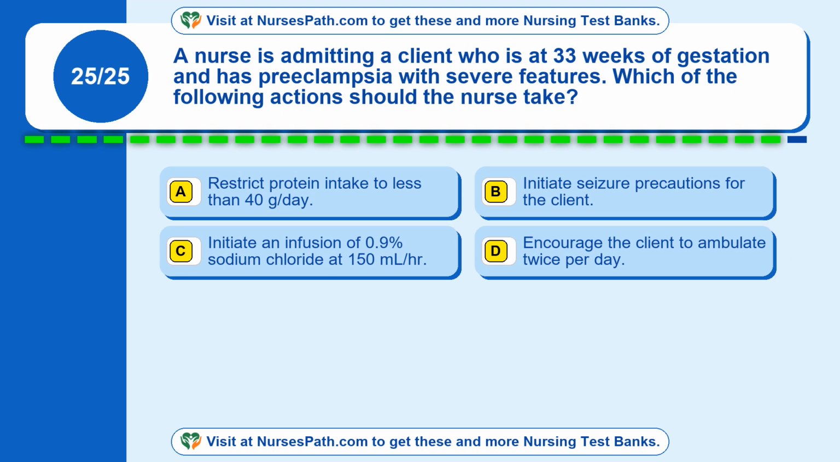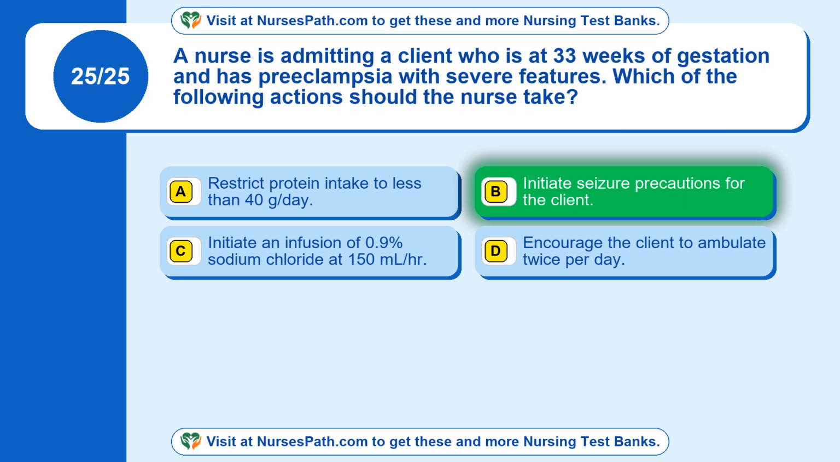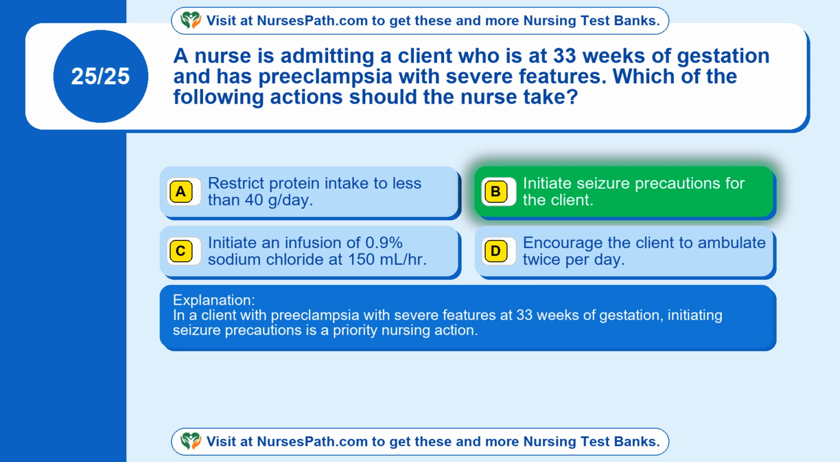Question 25. A nurse is admitting a client who is at 33 weeks of gestation and has preeclampsia with severe features. Which of the following actions should the nurse take? Option A. Restrict protein intake to less than 40 g/day. Option B. Initiate seizure precautions for the client. Option C. Initiate an infusion of 0.9% sodium chloride at 150 mL/hr. Option D. Encourage the client to ambulate twice per day. The correct answer is option B. Initiate seizure precautions for the client. In a client with preeclampsia with severe features at 33 weeks of gestation, initiating seizure precautions is a priority nursing action.